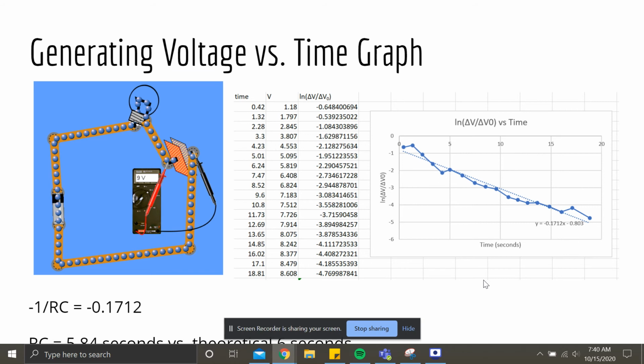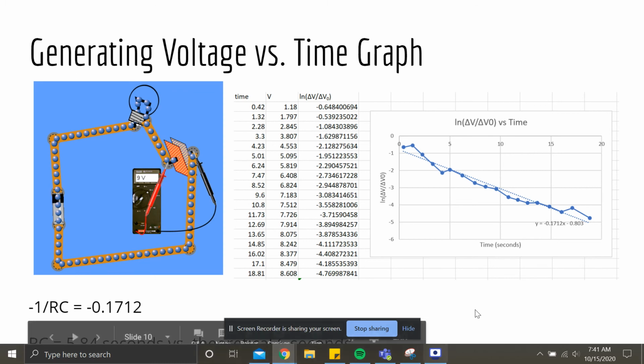We then timed the discharge of the capacitor and plotted the data for 90 seconds. The slope of this graph is -1 divided by R times C. So we can then solve for R times C, which was about 5.84 seconds, which is relatively close to our theoretical value of 6 seconds.